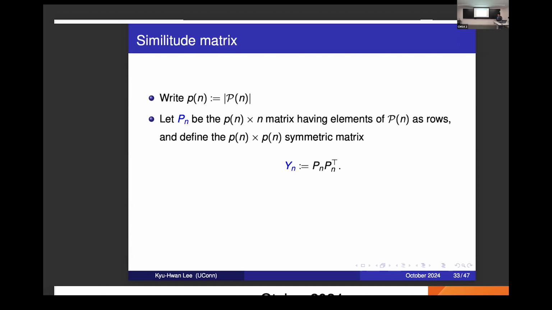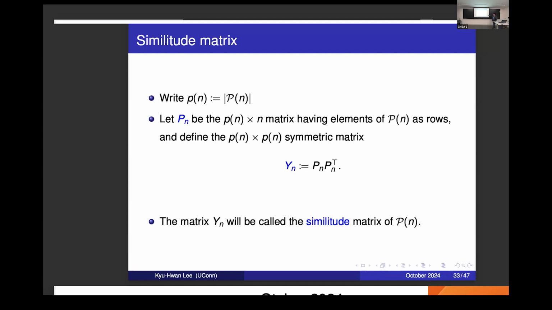Let's see. First, we consider the similitude matrix. What is it? Let us write the size of the set of partitions as little p of n, and consider the matrix Pn. Each row represents a partition of n. I will show you an example immediately, but we have a collection of partitions, and in some sense this is our data matrix, and consider this matrix Yn. As you may recognize, this is a slight variation of the covariance matrix, because here we didn't normalize using the mean and the standard deviation, but it's basically close to the covariance matrix. Then we call Yn the similitude matrix.